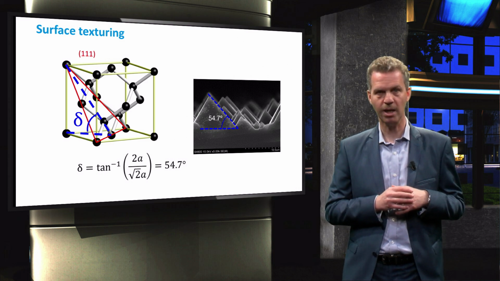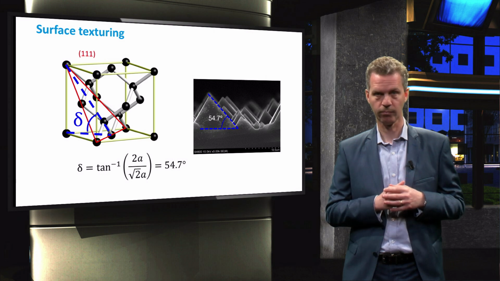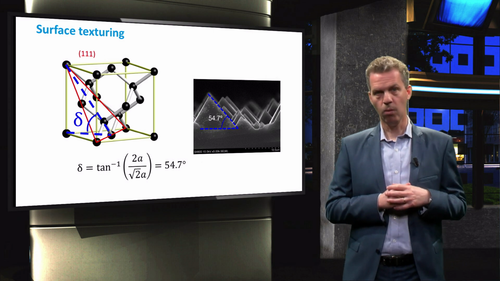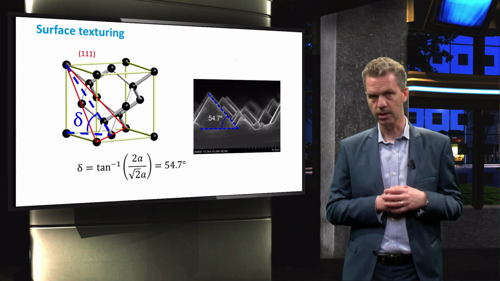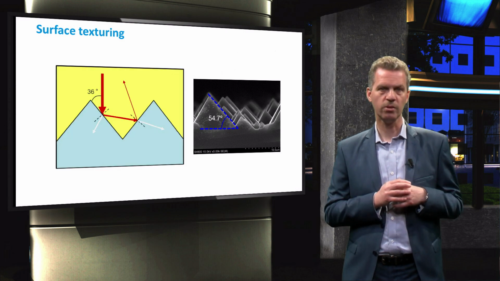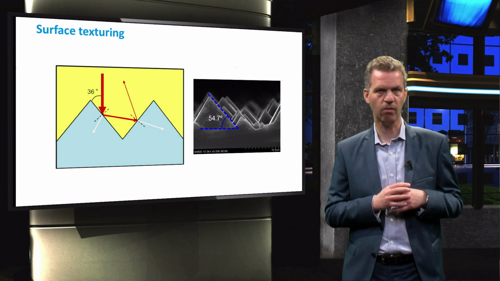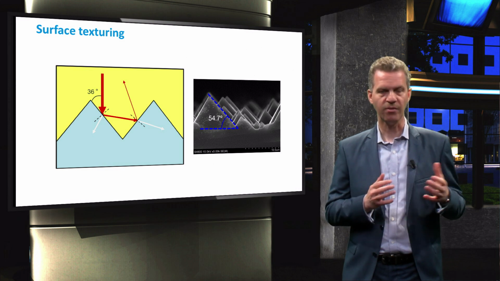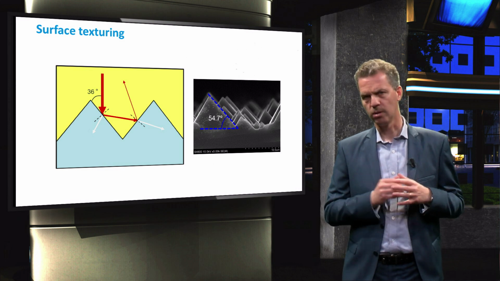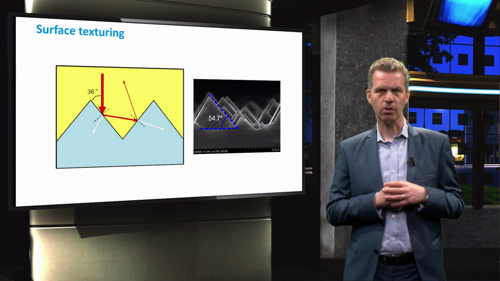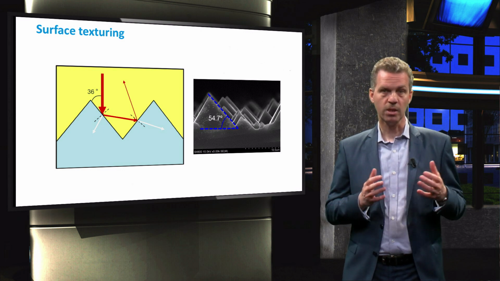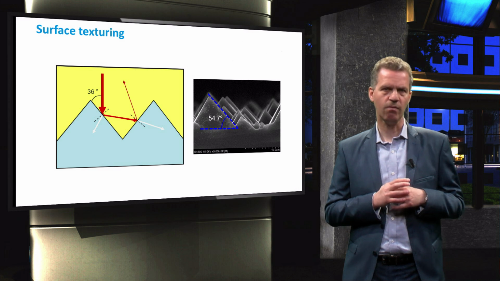The angle of the 111 plane with the horizontal is around 54 degrees, which explains why we used 36 degrees in the ray tracing example as the angle of incidence between the light and the textured silicon. Note that this wedge etching method requires a very precise orientation of the silicon wafer, which makes it very effective for monocrystalline silicon.